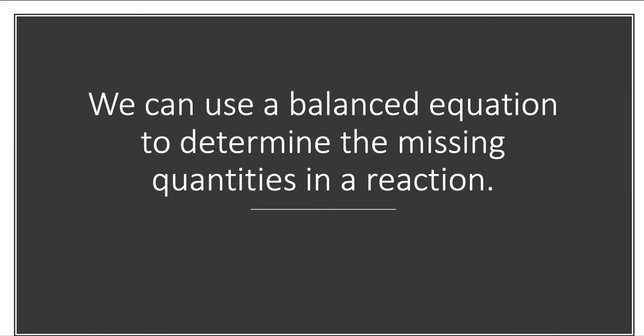Stoichiometry is a method that we use to determine unknown quantities from a chemical reaction. The most important thing about it is that we need to use a balanced equation, a balanced chemical reaction. And once we have that, we can use the equation to determine unknown quantities from another quantity that we know. So if I know an amount of a reactant, I can relate that using the balanced equation to any other reactants or any products in that same equation.